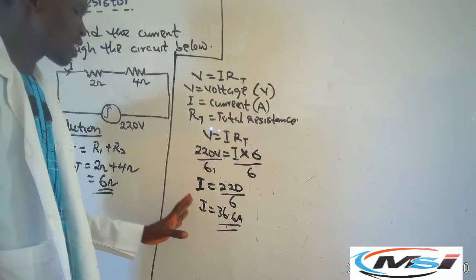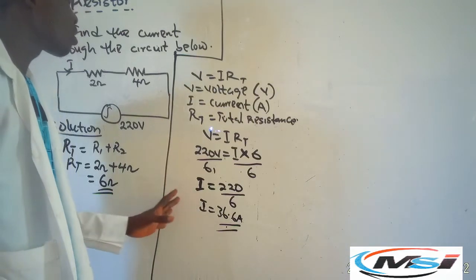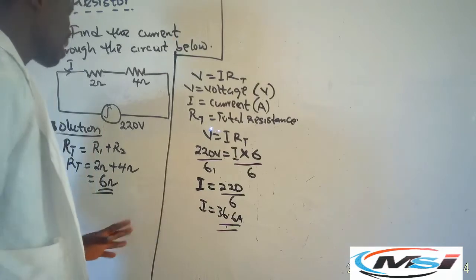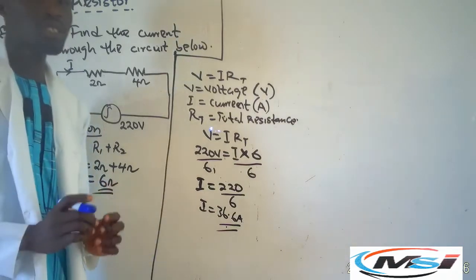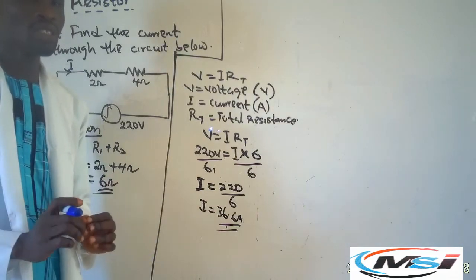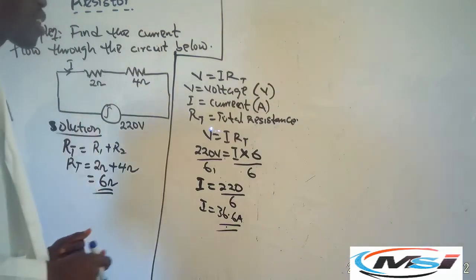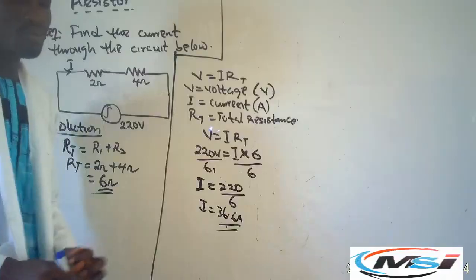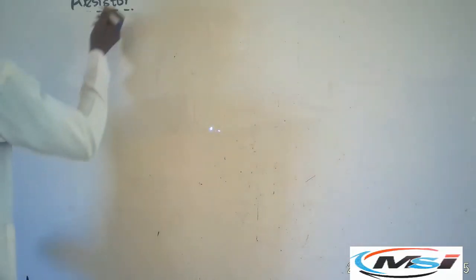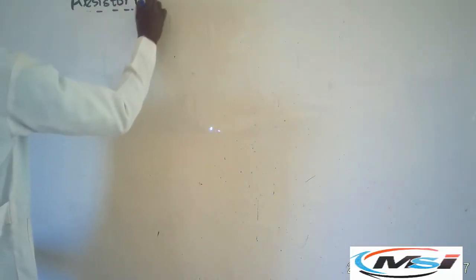Remember, the same current flows through the circuit. That is when you connect resistors in series. Now let me take you back to resistors in parallel. Now we are in resistors in parallel.